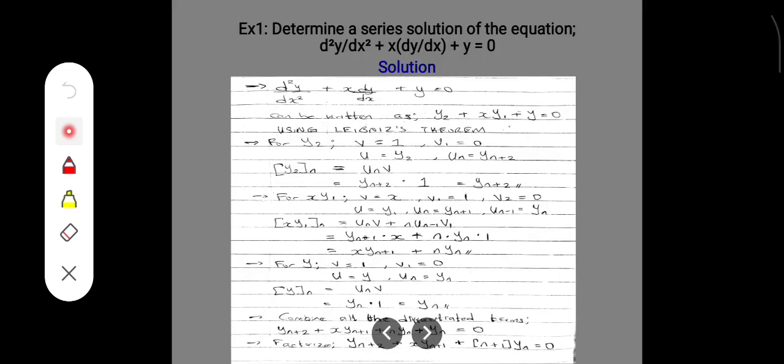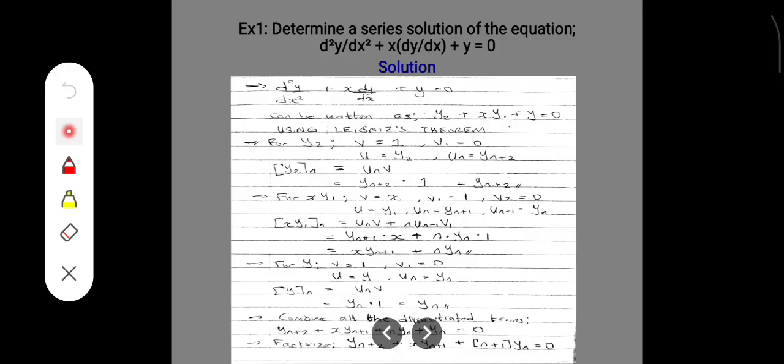For our first example, it says determine a series solution of the equation d square y over dx square plus s multiplied by dy ds plus y equals 0. And we can recall that d square y over dx square can be written as y subscript 2, while dy over dx can be written as y subscript 1. So the equation can now be rewritten as y subscript 2 plus s multiplied by y subscript 1 plus y equals 0. Then we apply the Leibniz formula.